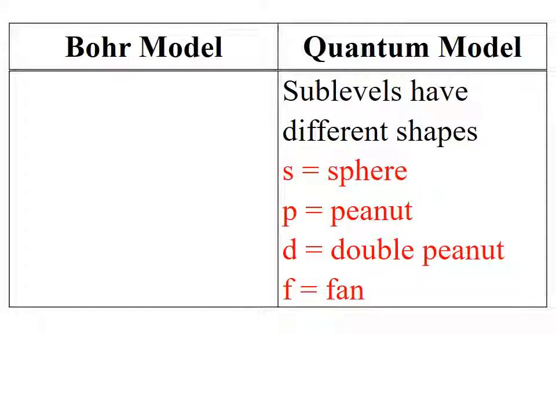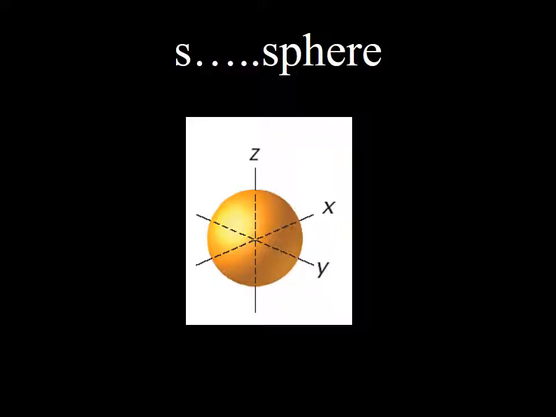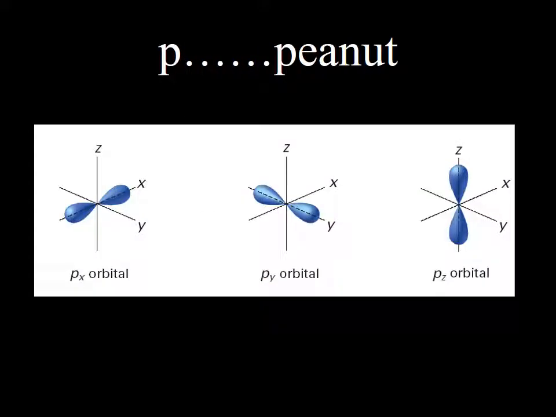So I'm going to show you pictures of all of these shapes so you can see what we're talking about. So there's a sphere, S for sphere. It's a spherical shape, pretty easy. P for peanut. So this means like a peanut still in the shell, like a roasted peanut. And there are 3 orbitals within the P sublevel. So I'm showing you all 3 of them here. There's 3 different P orbitals.